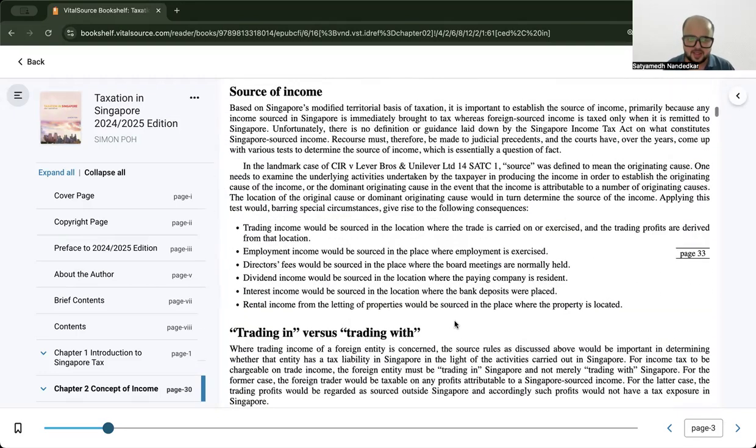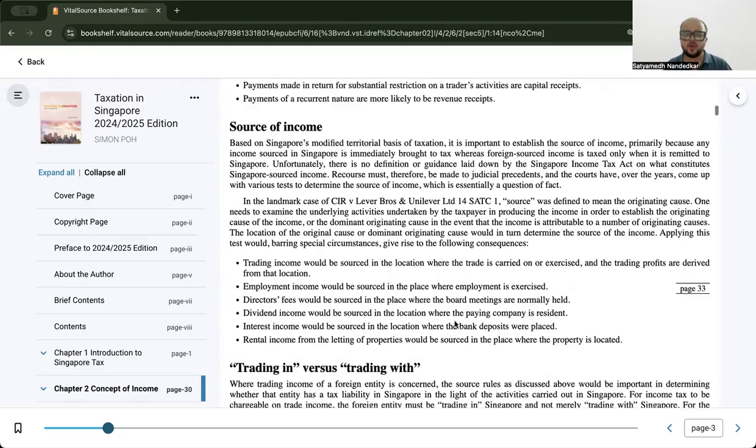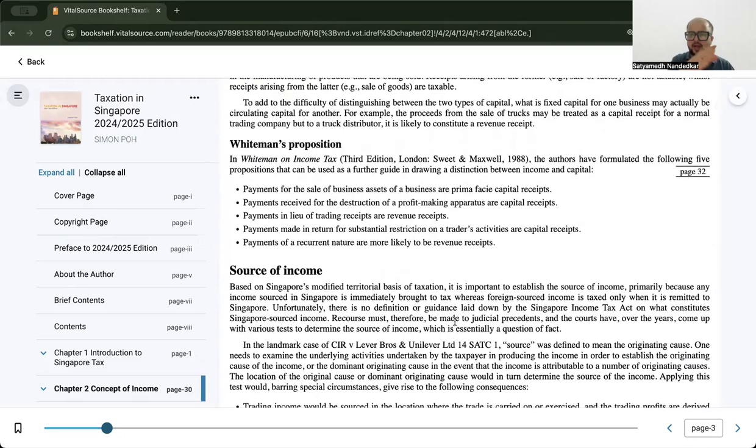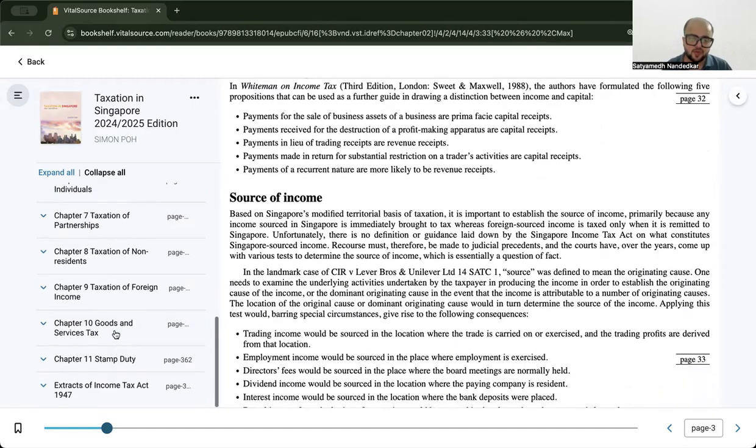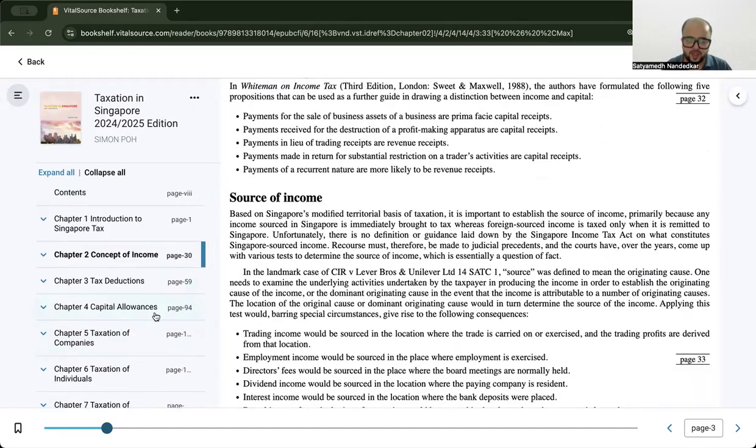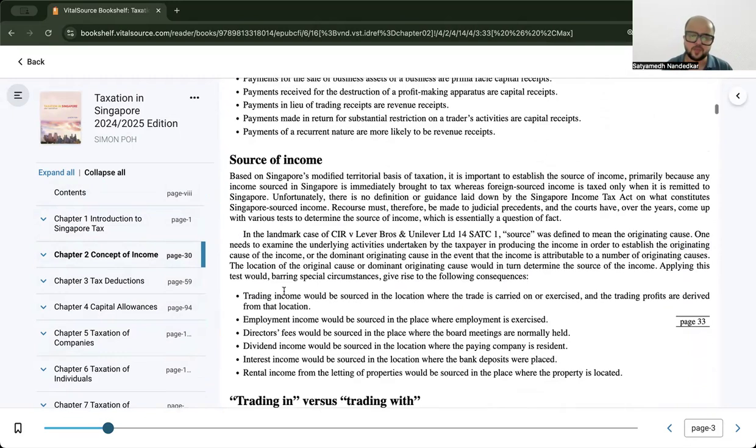In our discussion yesterday, I think we were talking about what is income and what is a capital receipt and what is a regular receipt, a revenue receipt. Today we'll spend time on understanding the different sources of income. Now, if you observe, there are quite a few chapters, but right now we are discussing the concept of income, and that's going to be a longish discussion.